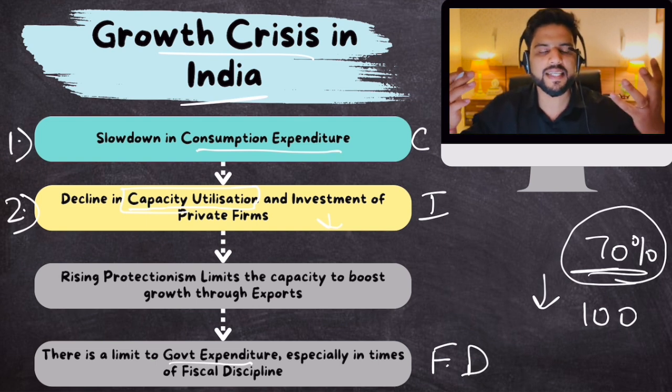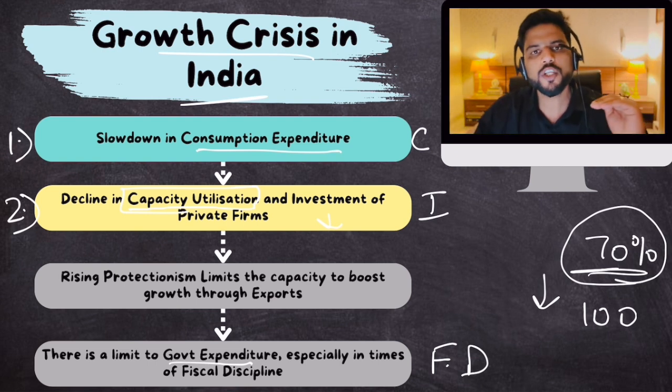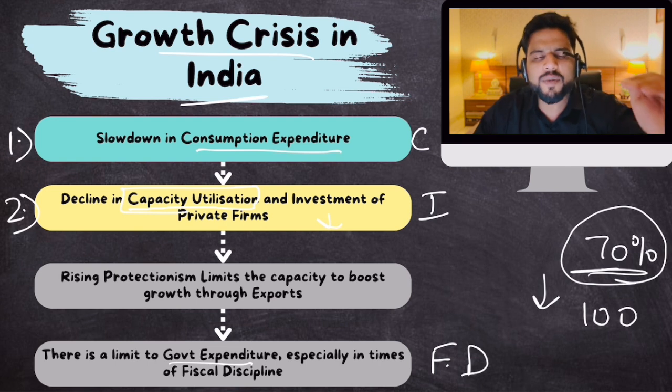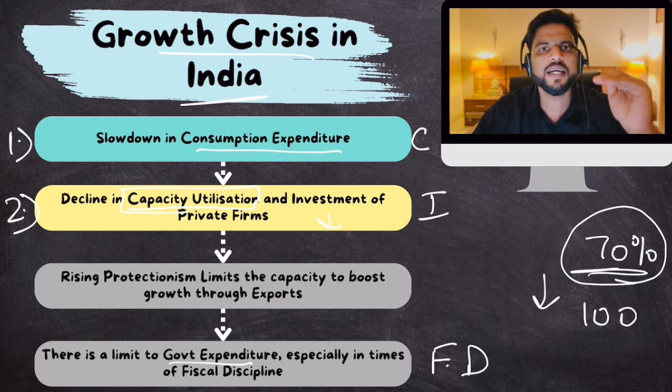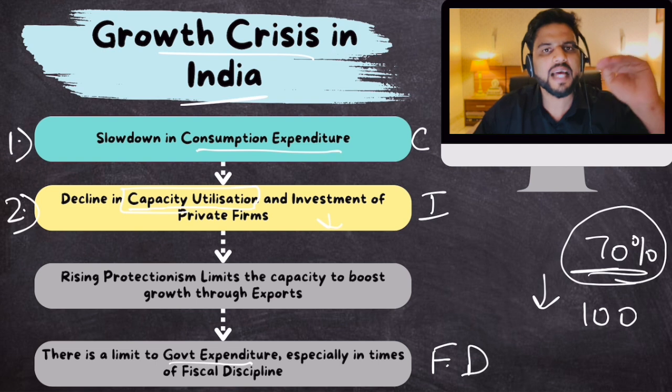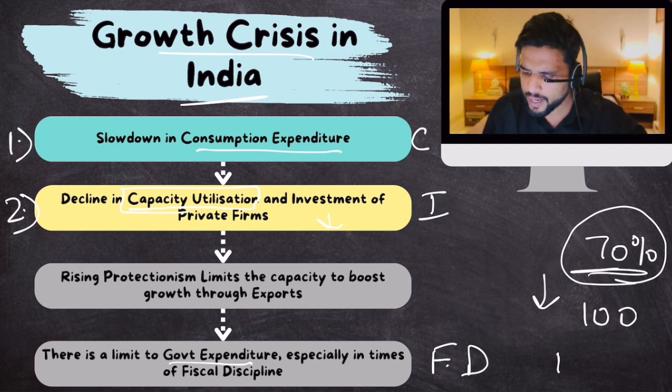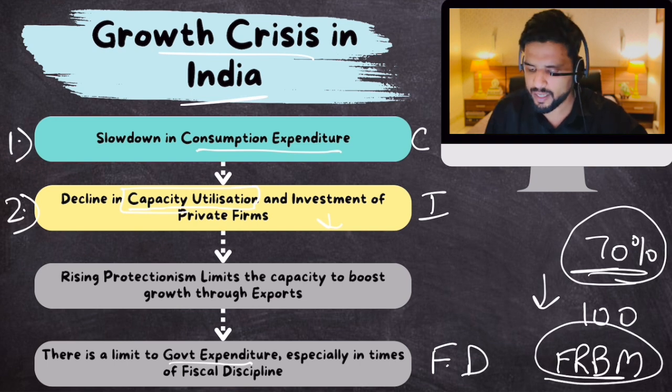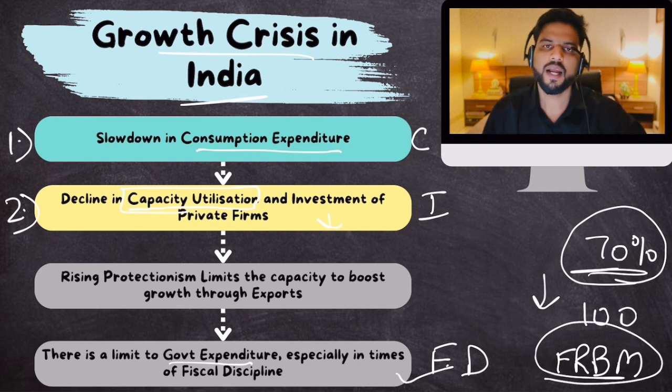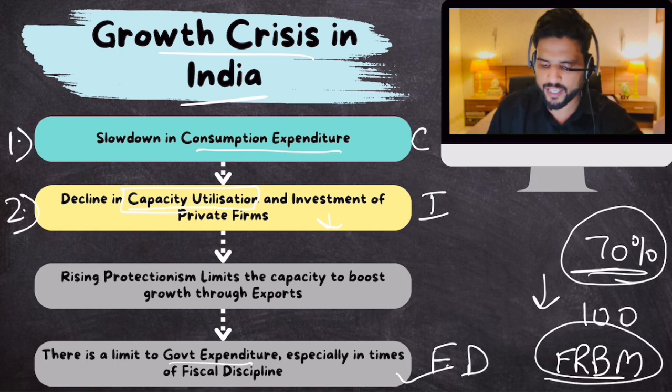Government cannot increase its expenditure to unlimited levels. There is a limit to which government expenditure can drive your GDP growth, and that limit is the FRBM Act, fiscal discipline. So you cannot completely rely on this.